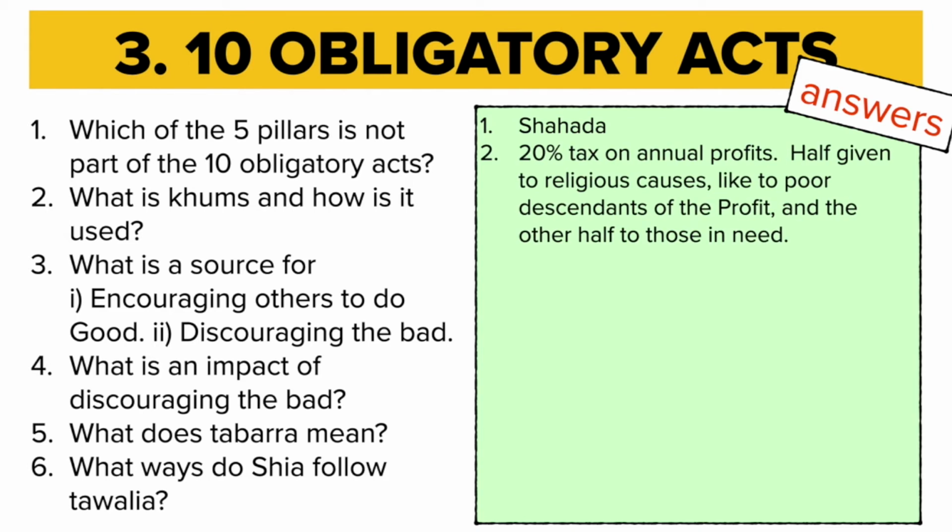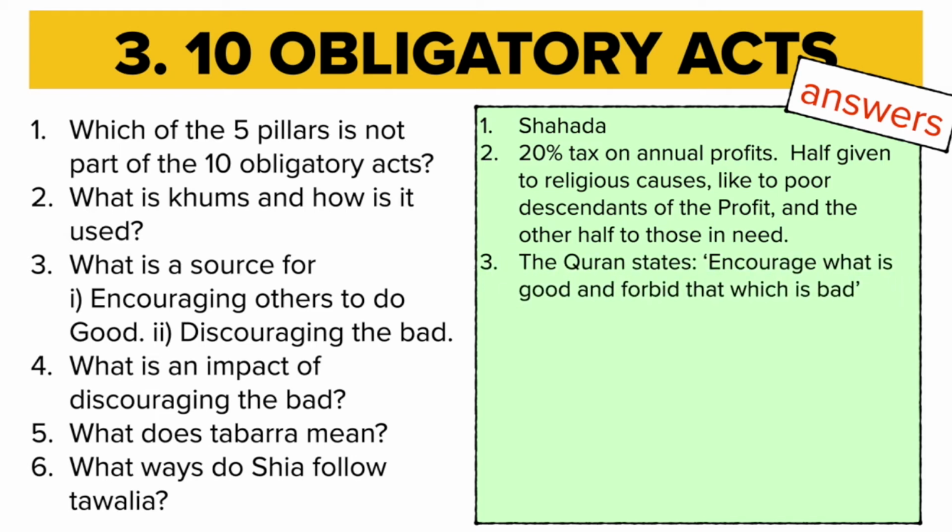Second question is on Khums. Well, Khums is a 20% tax on your annual profits. So annual means over a year, and profits means your extra money. After you've spent the money that you need to, the stuff you've got left over is your profits. And what usually happens is half of this, so 50%, is given to religious causes. So that could be to the mosque, or it could be to help the poor descendants of the Prophet Muhammad. That's something that Shia think is very important. And the other half, the other 50%, is just given to help those in need in the community.